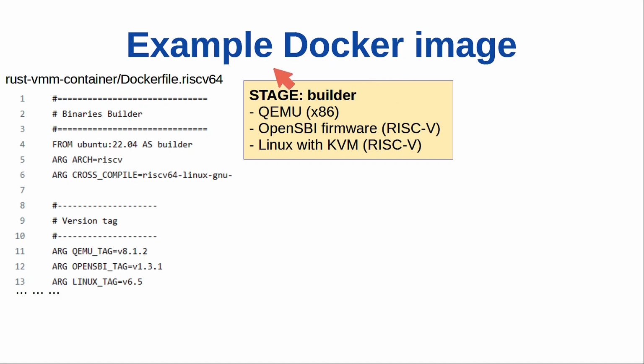Here's an example Docker image to achieve what we have just discussed. In this example, we are trying to run RISC-V VMM CI on an x86 server. In the Dockerfile, we are using multi-stage because we are trying to minimize the size of the final image. In the builder stage right here, we are building the QEMU for the x86 server, and we also build the OpenSBI and Linux with KVM support for the QEMU guest.